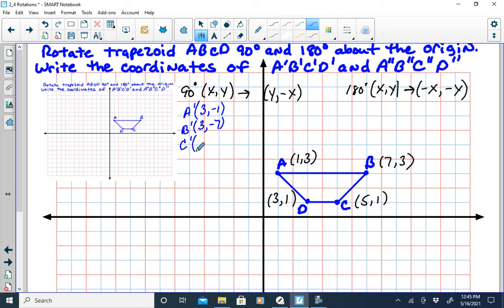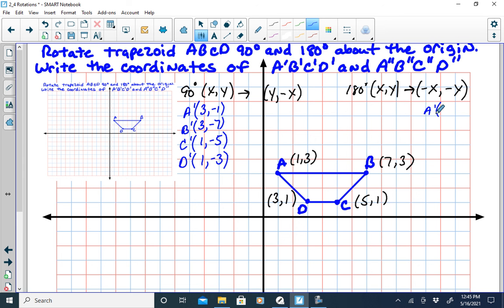C prime, y opposite x would be 1 and negative 5. And then D prime, y and then opposite x would be 1 and negative 3. So we have the coordinates for the 90-degree rotation. And let's see what our 180-degree rotation would look like.